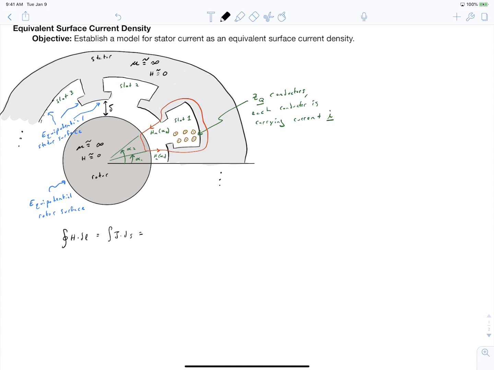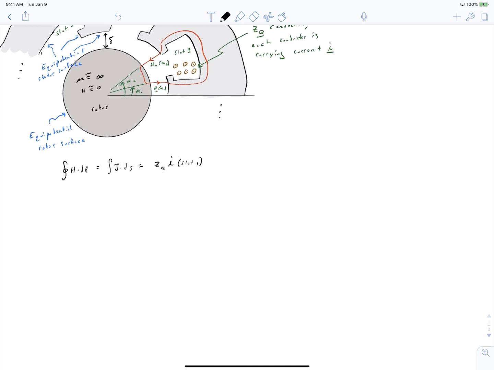So when we evaluate the integral of H dot dl over this red loop, we get it equal to the integration of J flowing through that surface, which is just going to be our total number of conductors in the slot times the current flowing in that slot. And because we've made this assumption that the H field does not vary with the air gap length, we can easily evaluate this closed loop integral as the following. Notice that we have a negative H at alpha 2 because of the direction that's indicated on the Amperian loop. The path dl is pointing inwards towards the rotor, so that reverses the sign of our radial field component. Okay, so we've got this expression for the total current that is linking our path here.